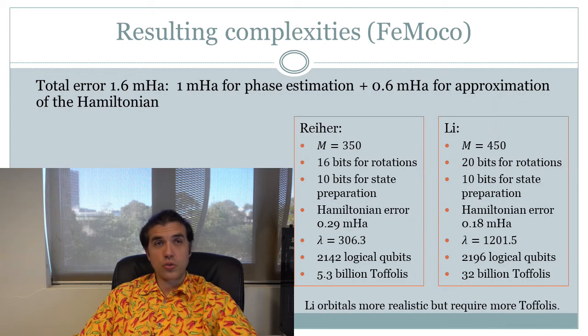This is an extraordinary improvement if you compare it to work from about 4 years ago, because the complexity is about a factor of 10,000 times lower. For the Li orbitals, the complexity is significantly larger at 32 billion, which is mainly because the value of lambda turns out to be larger.